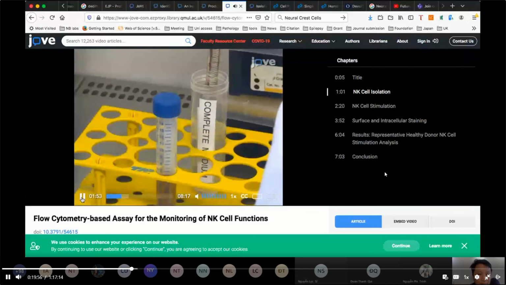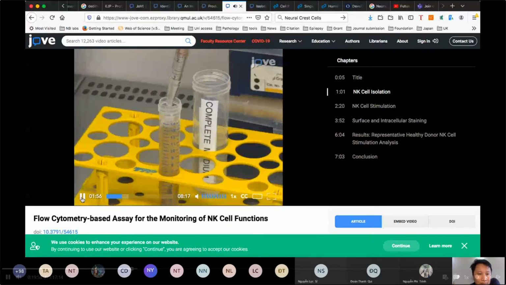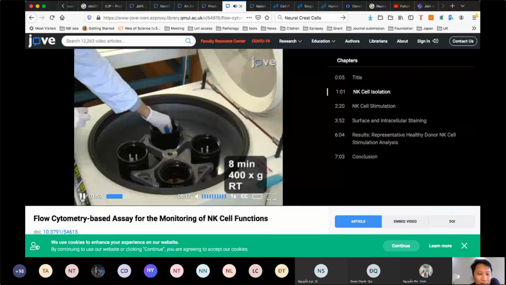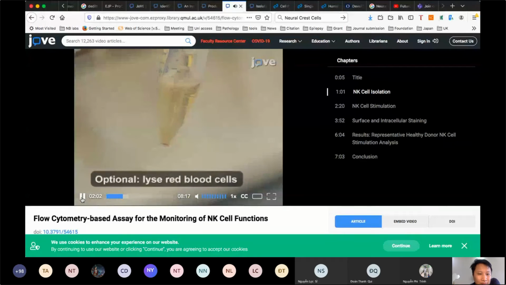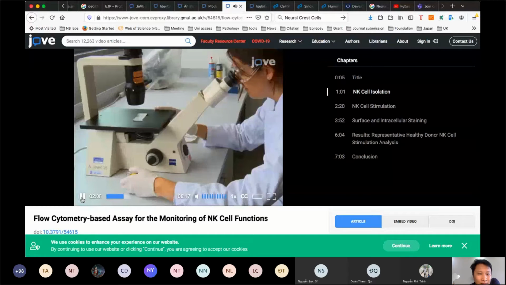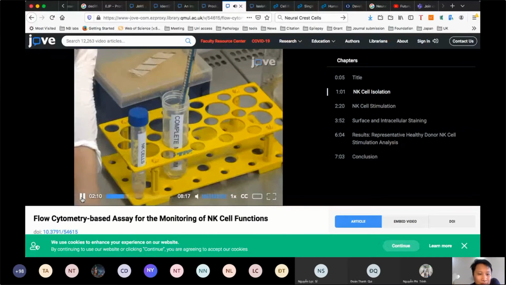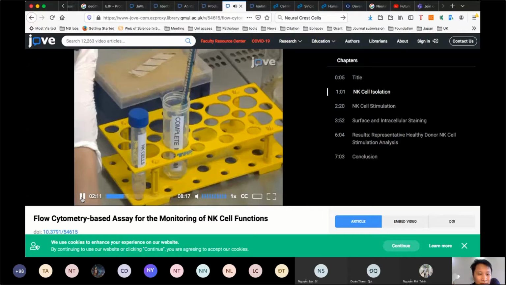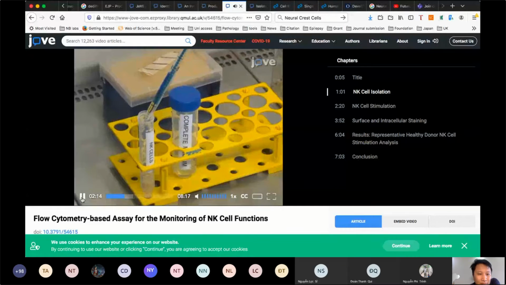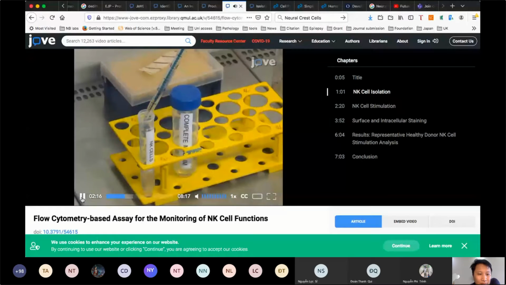Final volume up to 15 milliliters with complete medium. Wash the cells by centrifugation and resuspend the pellet in 1 milliliter of fresh complete medium. Then, count the cells and adjust the volume to a concentration of at least 2 times 10 to the 4th NK cells per 100 microliters in complete medium.